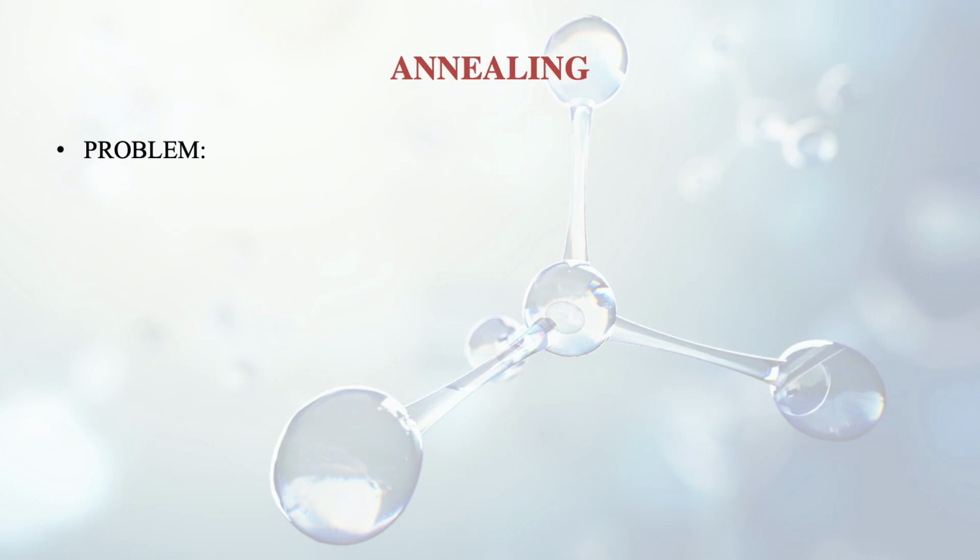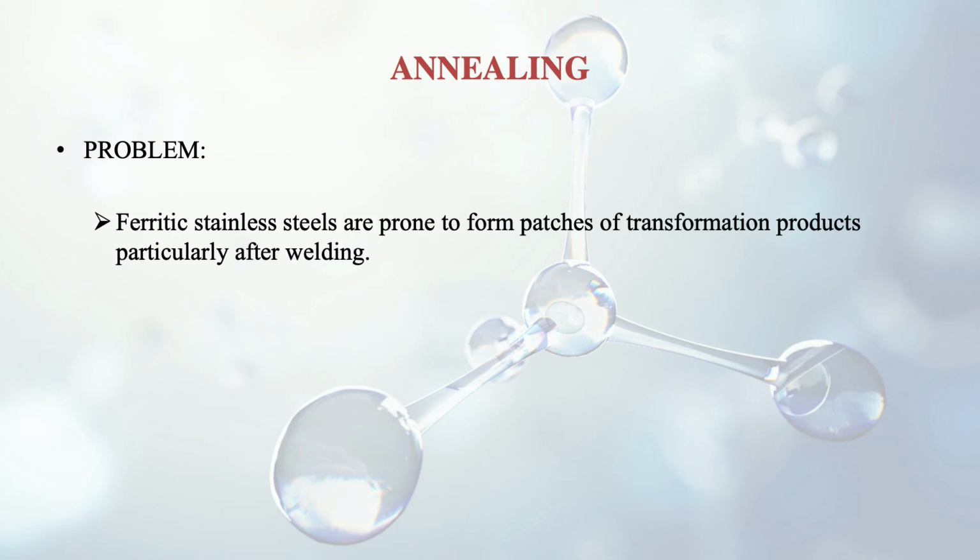The first process that we are discussing here again is annealing. And the problem this stainless steel faces is that ferritic stainless steels are prone to form patches of transformation products, particularly after welding. So after welding, in the case of ferritic stainless steel, there are certain transformation products in the form of patches, and they can break, or they make a very rough kind of layer over the specimen.